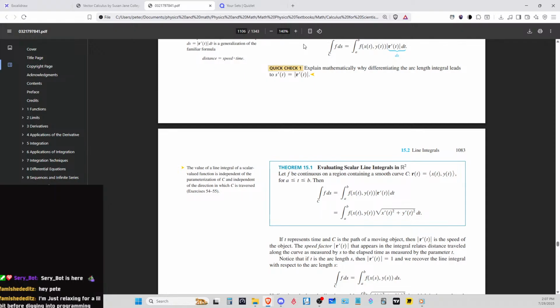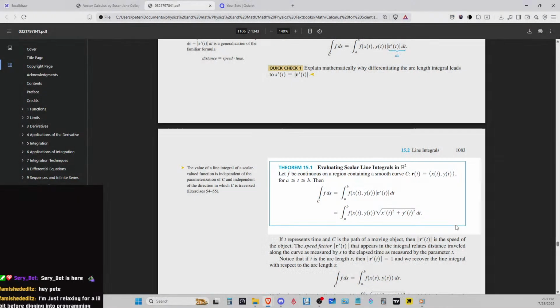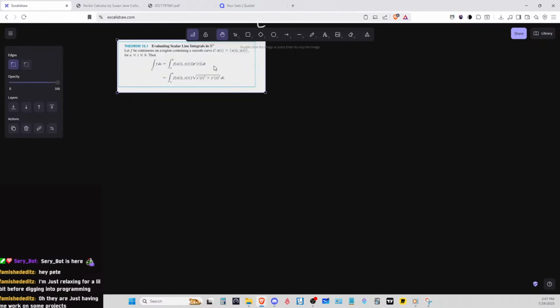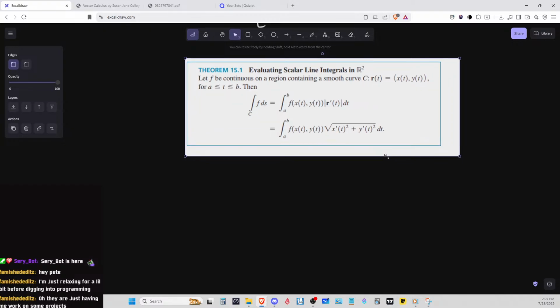Here we go, line integrals. Let's zoom in a bit. Let's take this. I want to paste it so we have references. Okay, so let's see, evaluating scalar line integrals.